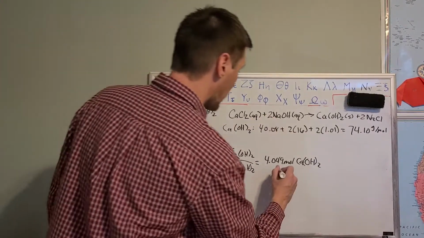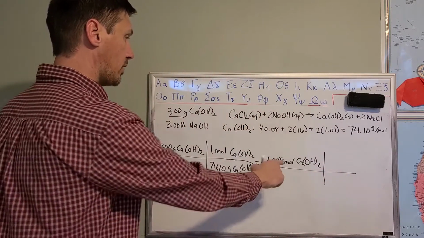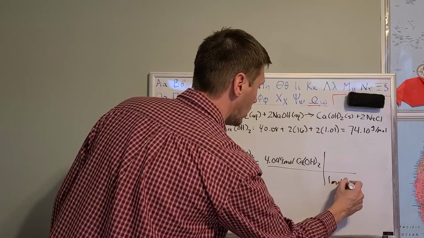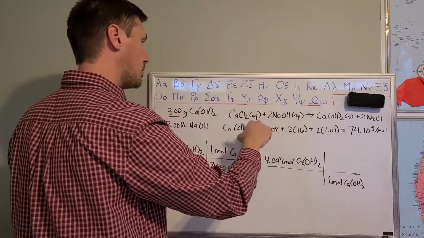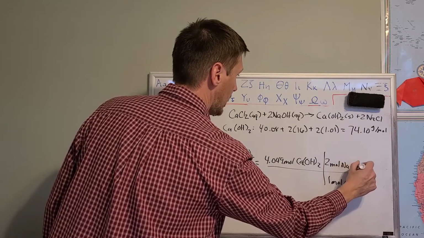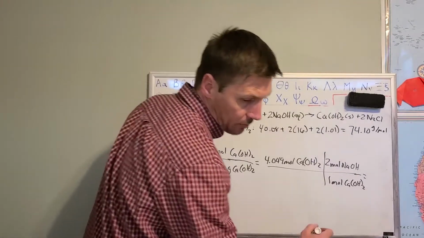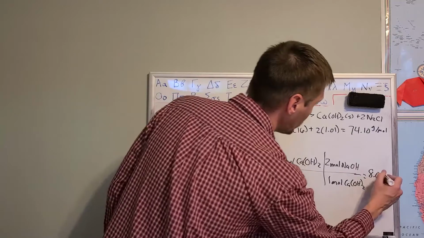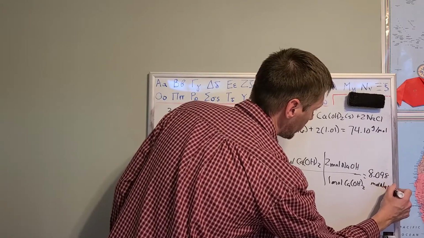So we can convert that using stoichiometry to the number of moles of NaOH, because that's the solution that we're interested in, right? So if I take this, I can multiply it. I know that for every 1 mole of Ca(OH)2, that's going to be equal to 2 moles of NaOH, right? And so that means that 8.098 moles of NaOH is what we need.